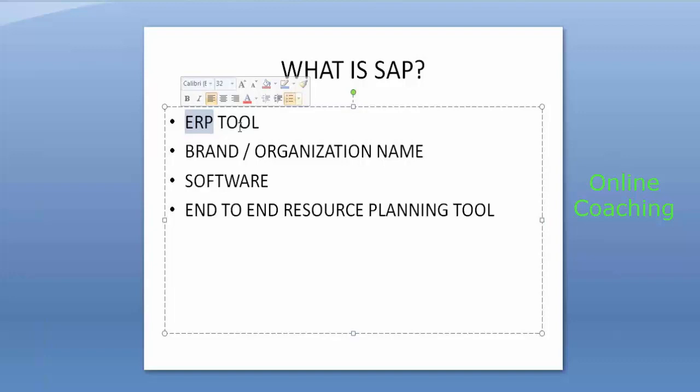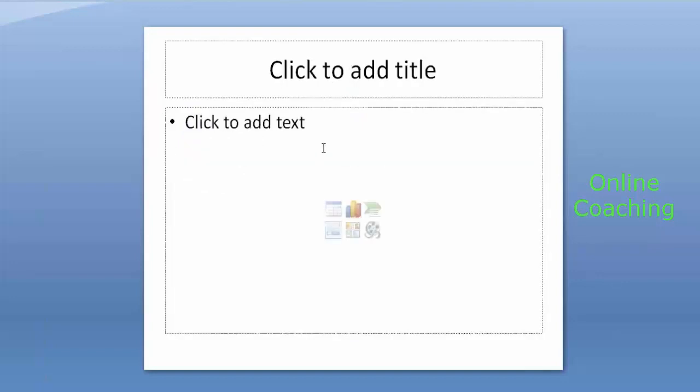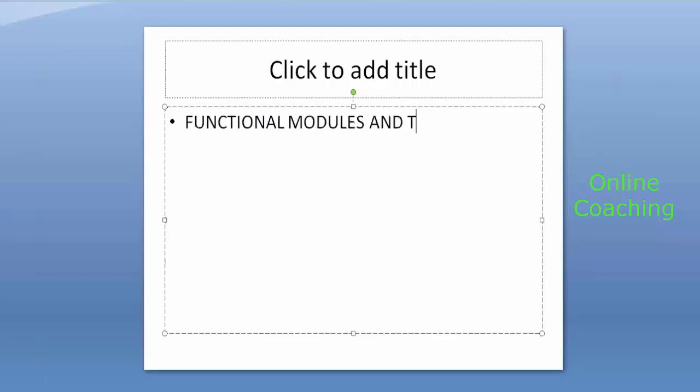So SAP is famous for the ERP package, but SAP is a brand name that developed the ERP software or tool or package. Okay, is it clear now? This is a company name that created certain software. Then what happened? They divided this software into functional modules and technical modules.